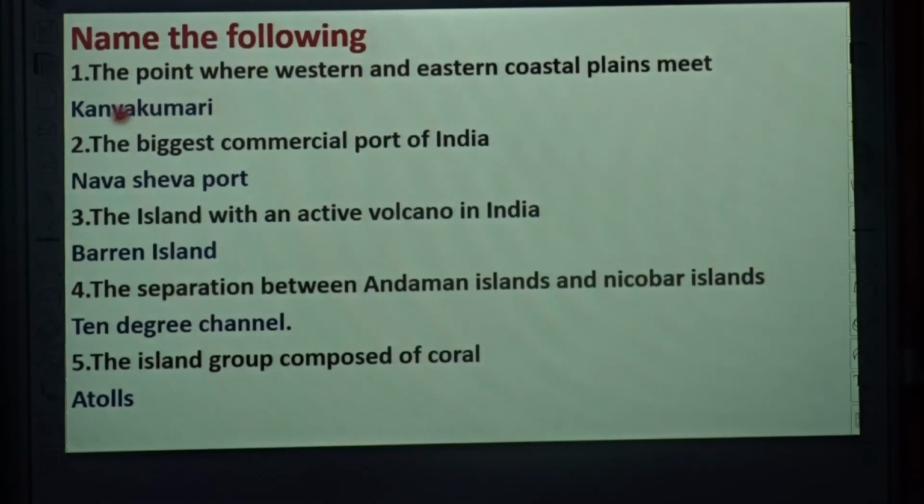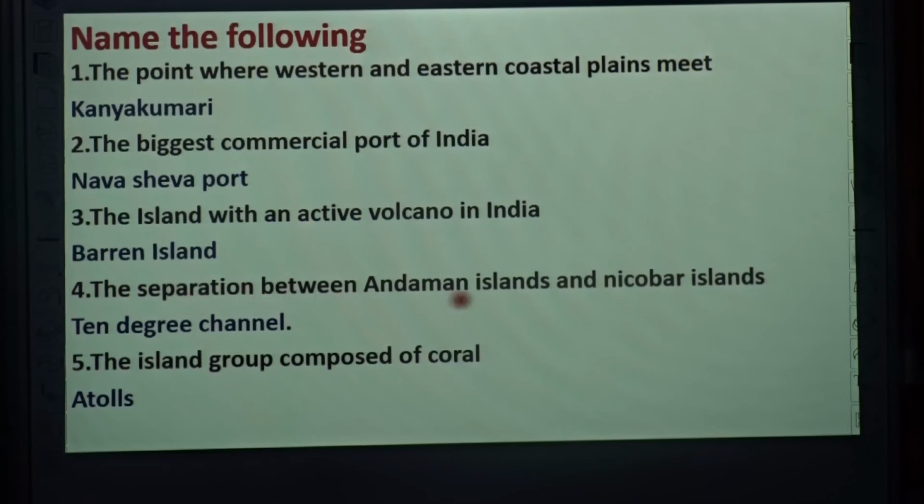Name the following. The point where western and eastern coastal plains meet is Kanyakumari. The biggest commercial port of India is Nhava Sheva Port. The island with an active volcano in India is Barren Island.